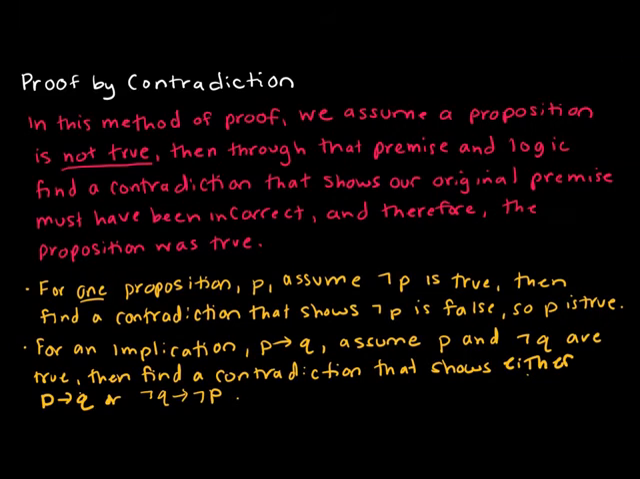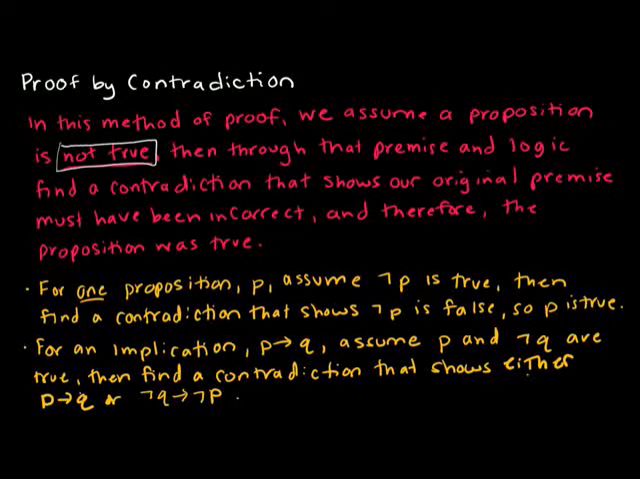In this method of proof, essentially we are going to assume some proposition is not true, whereas with direct proof we assumed something was true. Through that premise and through logic, we're going to find a contradiction that shows our original premise must have been incorrect and therefore the proposition was in fact true to begin with. So we're going to do this differently depending on what it is we're trying to prove.